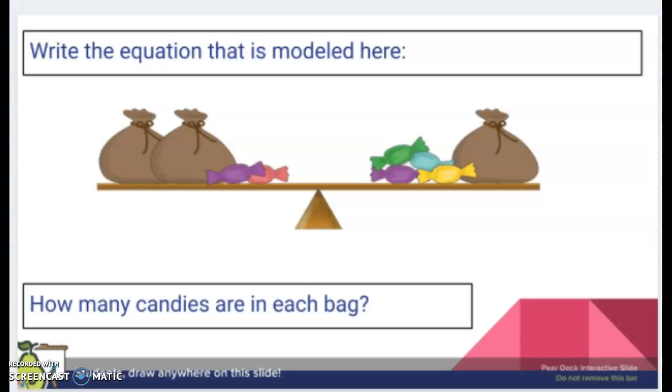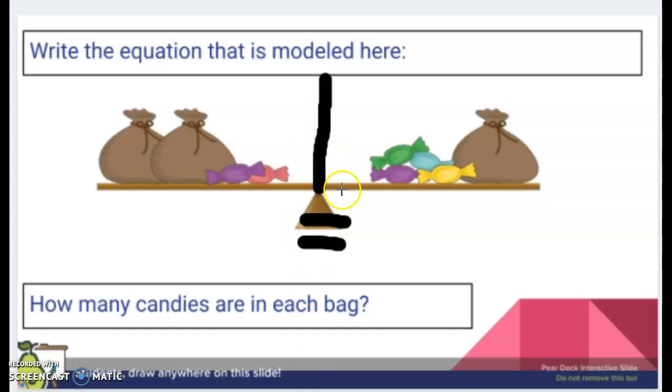Okay, if you move to slide 3, you can do the example as I do it. The statement tells me to write the equation that is modeled here, and then we're going to solve it so we can figure out how many candies are in each bag. If you remember what I was working on last class, I was separating my problem into a left side and a right side. Remember, once I separate, that is my equal sign.